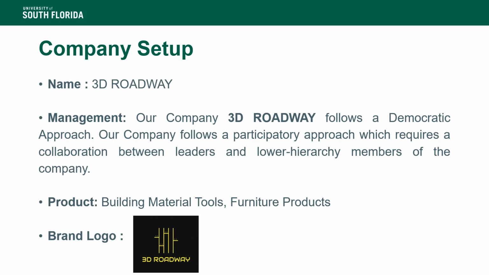And here is our company. Our company name is 3D Roadway. Our company management approach is a democratic approach, and our company follows a participatory approach which requires collaboration between leaders and lower hierarchy members of the company. The main aim of our company is to build products like building material, tools, furniture products, etc. And here is the logo of our brand, 3D Roadway.